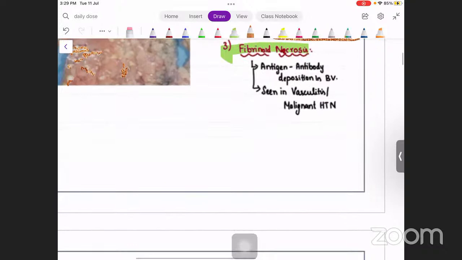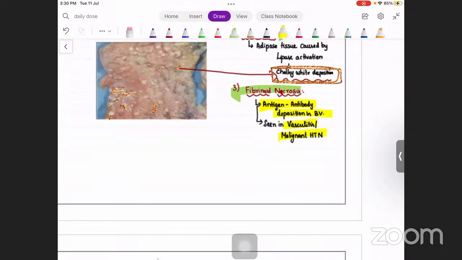And then you have fibrinoid necrosis. Speaking about fibrinoid necrosis, you see antigen antibody deposition in your blood vessel, and it is seen in vasculitis and malignant hypertension. So what type of necrosis is seen in the brain, people?